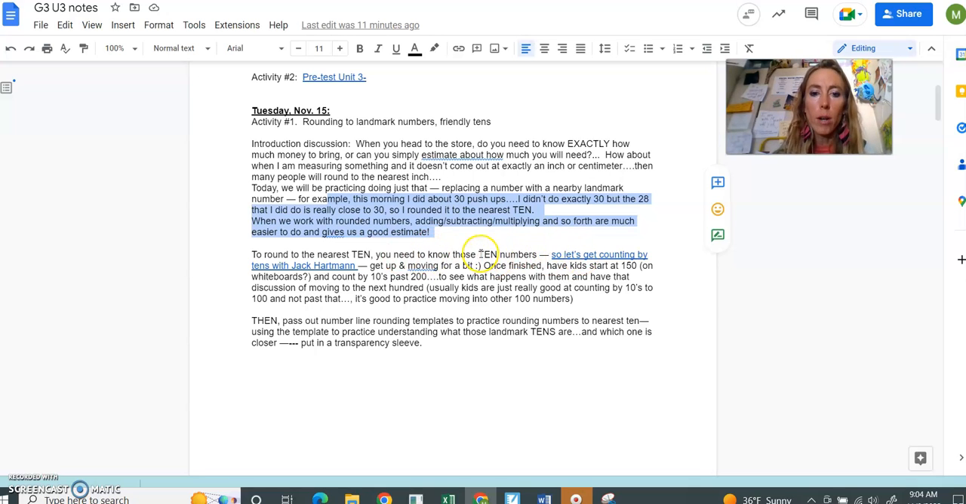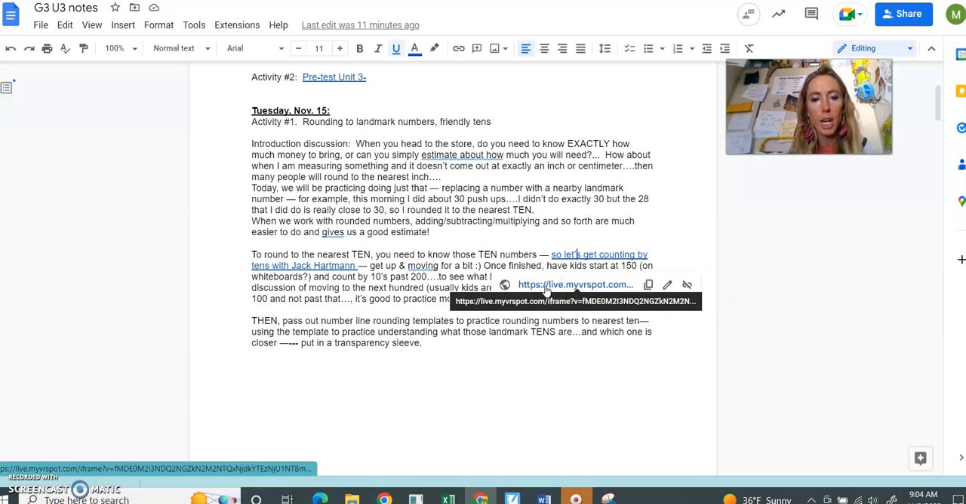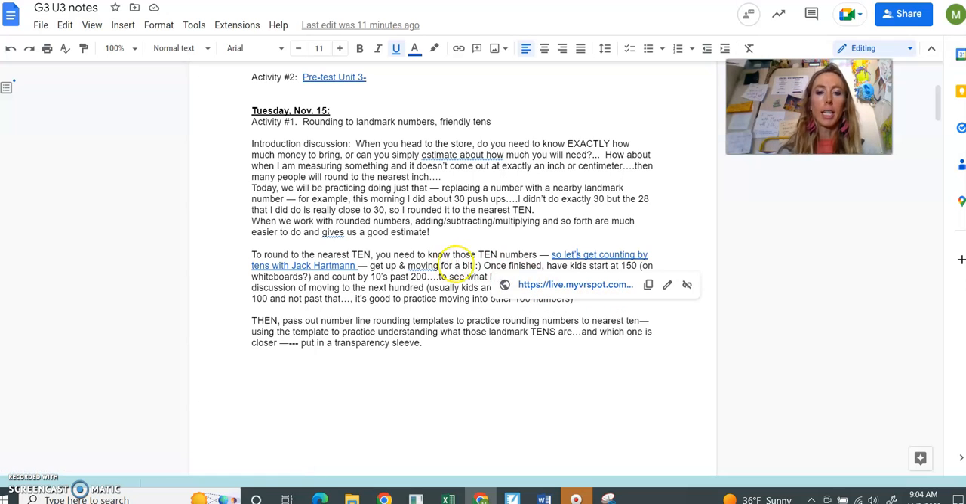So if we're going to round numbers to the nearest 10, we need to be good with those 10 numbers. So you can get the kids up and moving and following along with Jack Hartman, and he's going to count to 150 by tens a few times. Then once they've finished, the kids could take out their whiteboard and they can count by tens starting at 150 and try to make it pass. See what happens when they get to 190. What do they put next?